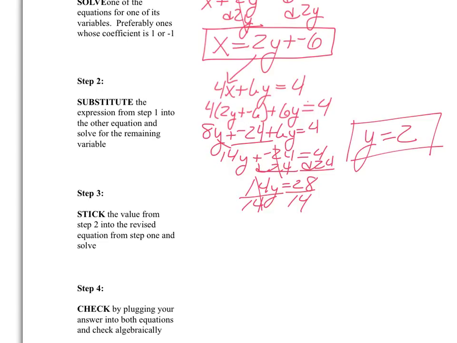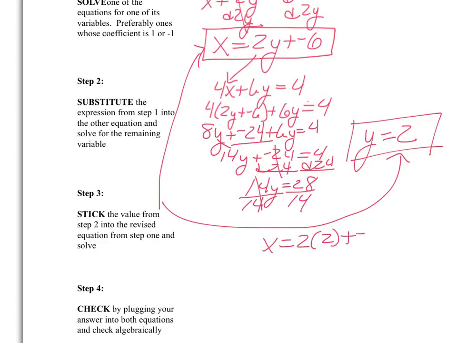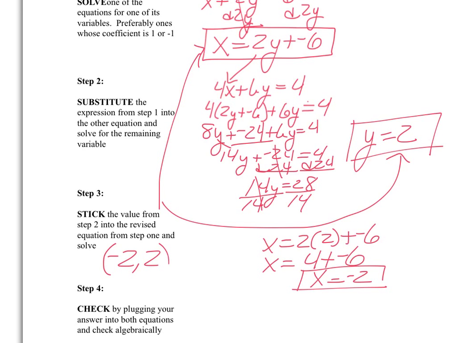So, now we're going to take the answer y equals 2, and we're going to put it back into the equation from step 1 and solve it. So we're going back up here, and we're going to plug that in. So x equals 2 times 2 plus negative 6. X equals 4 plus negative 6. X equals negative 2. So here's the second part of my answer. You do have to write your final answer as an ordered pair, negative 2, 2.